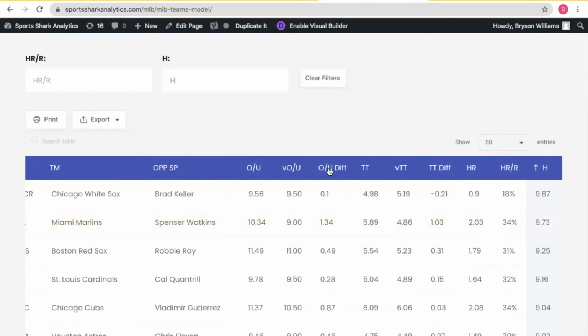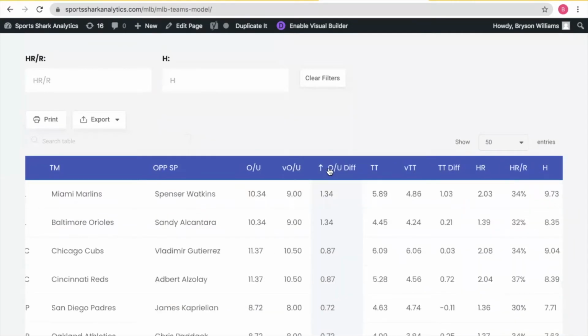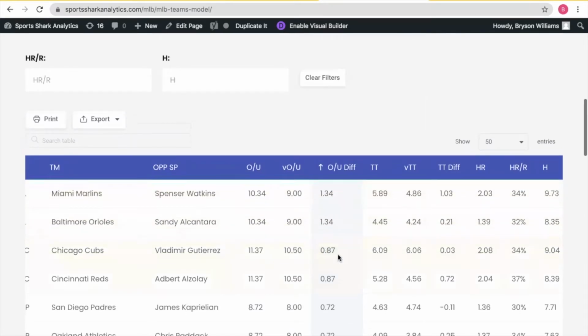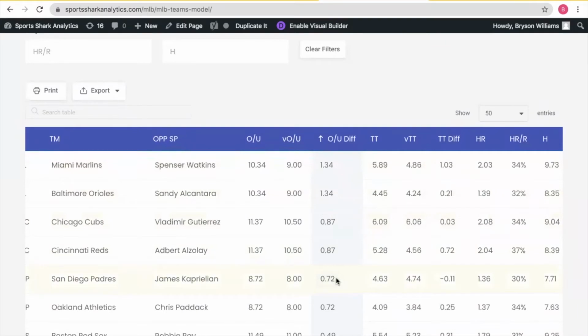Also, you can look at your over and under differential. This is more safe for your sports bettors right here. So Miami, Vegas had them opening up at 9 runs. We had them projected for a little over 10 runs, so we were 1.34 points higher than what Vegas would project. So this right here, Miami and Baltimore, my bad, this was a pretty good game to bet the over on. Same thing with the Cubs and also the Padres.